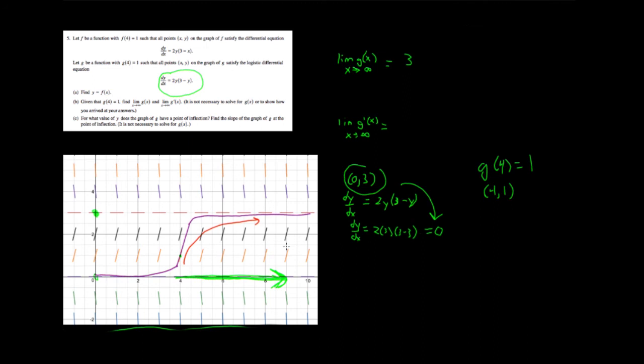And now that we know the limit of g of x as x goes to infinity, this is so much easier, because all we have to do is use the slope field. So we know that the limit of g of x as x goes to infinity is 3. So that means that the y we have to look at on this slope field is 3.